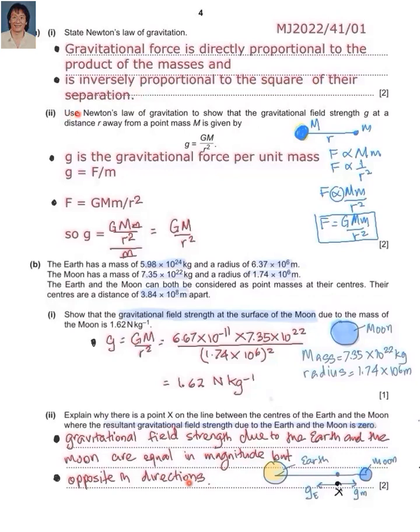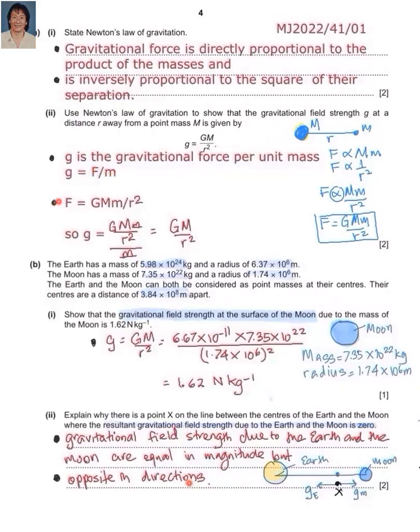In part 2, use Newton's law of gravitation to show that the gravitational field strength, g, at a distance r away from a point mass, M, is given by this formula. To answer this question, we need to know two things: the symbol for gravitational field strength, which is small g, and the definition for gravitational field strength. To score the 2 marks, the first mark is that the gravitational field strength is the gravitational force per unit mass. So g equals gravitational force F divided by mass.